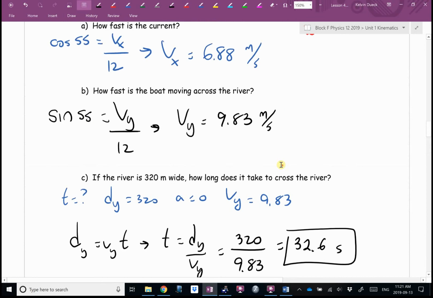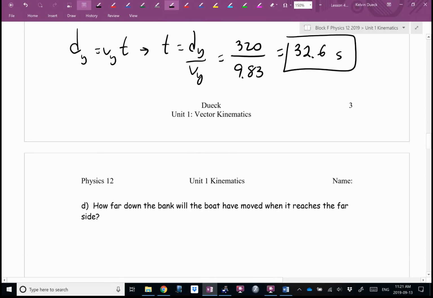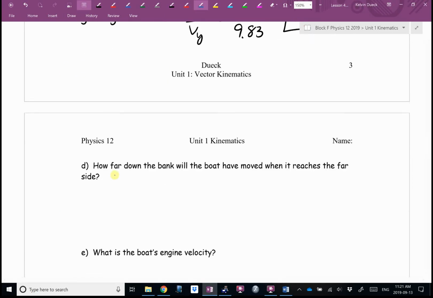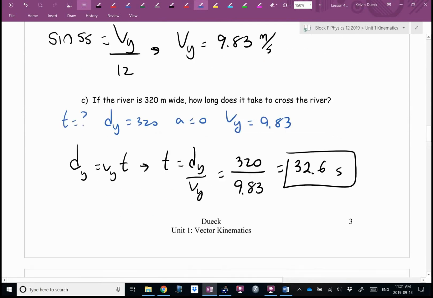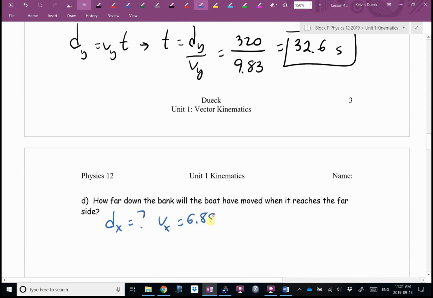How far down the bank will the boat have moved? So now they're asking for that distance there, which I'll call dx. So now they want me to find dx, which means I'm going to use vx, which was 6.88. A is still 0. Oh, and I can use time, 32.6 seconds.